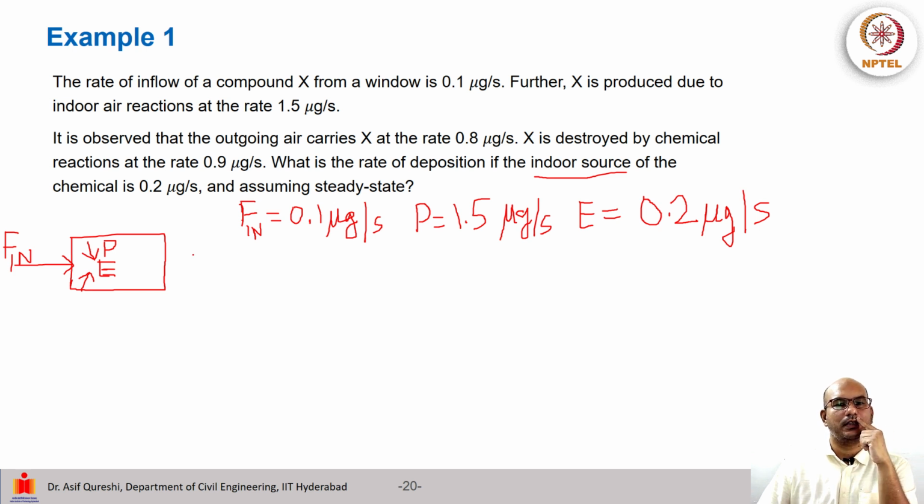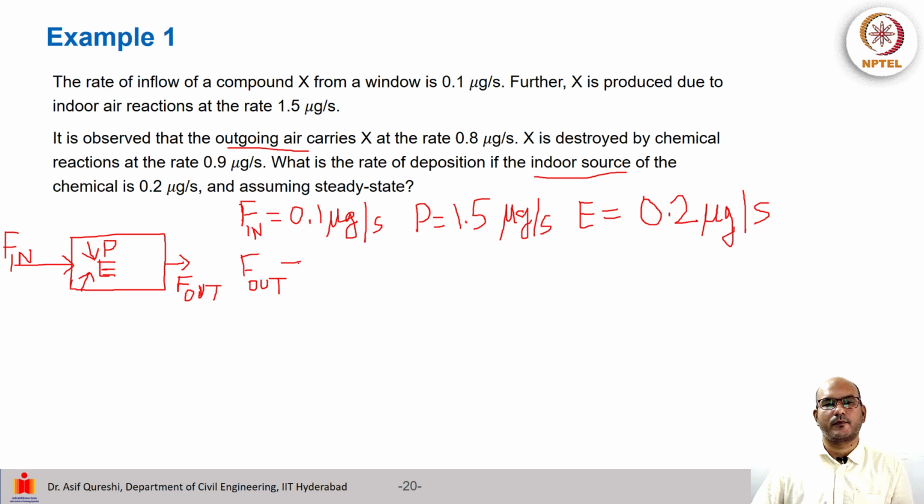Now let us find the sink terms. It is observed that outgoing air carries X at the rate 0.8 microgram per second. So we are looking at outgoing air. So this is our F out. F out is 0.8 microgram per second.